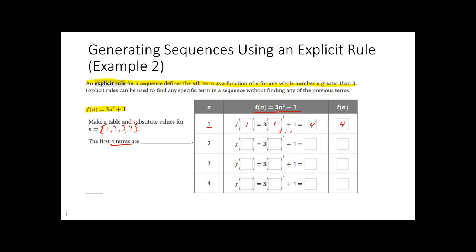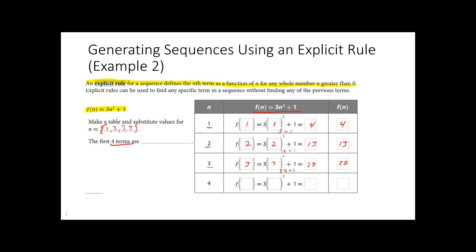If you do the same thing for our second term, we have 2 squared, which is 4. 3 times 4 is 12, and 12 plus 1 gives us 13. So f of 2 will equal 13. Third term: 3 squared is 9. 9 times 3 is 27, and 27 plus 1 is 28.